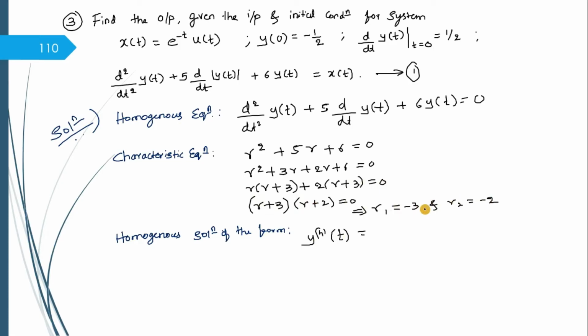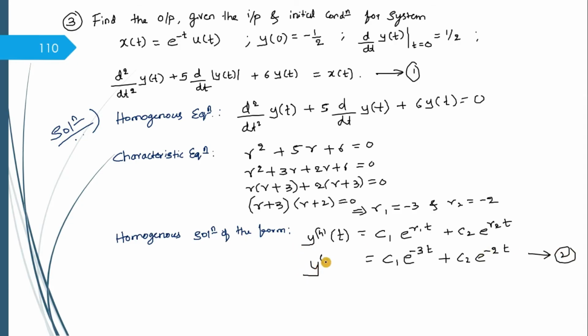So look at the roots. Roots are real and they are not the same. Hence, the homogeneous form is C1 e raised to R1 t plus C2 e raised to R2 t. If I write it with reference to the roots that I have got, C1 e raised to minus 3t plus C2 e raised to minus 2t. So I name it as equation 2.